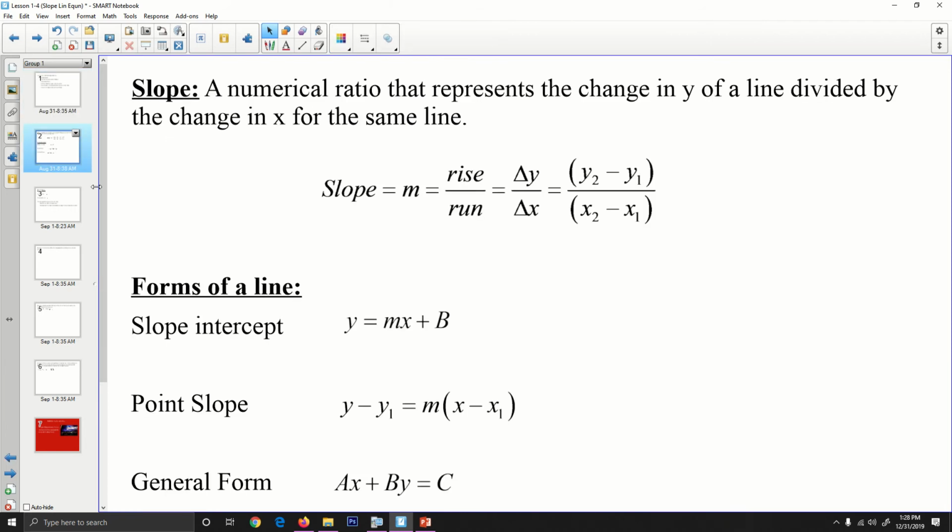Slope is a numerical ratio that represents the change of y of a line divided by the change in x for the same line. A lot of times you'll see slope written as the lowercase m, and the colloquial term of rise over run, or the change in y over the change in x, which is calculated by taking two y values and subtracting them, and two x values in the same order and subtracting them as well.